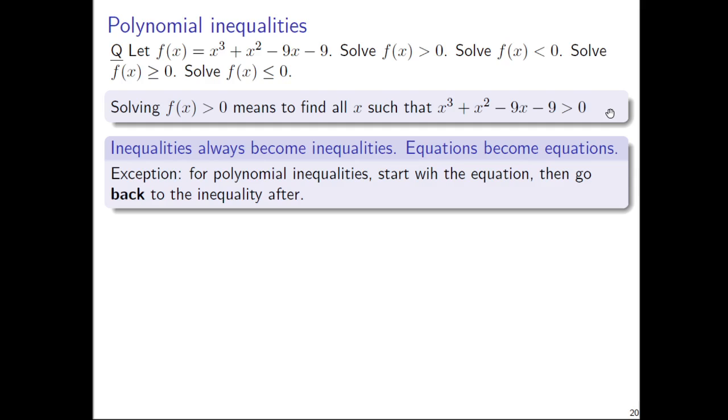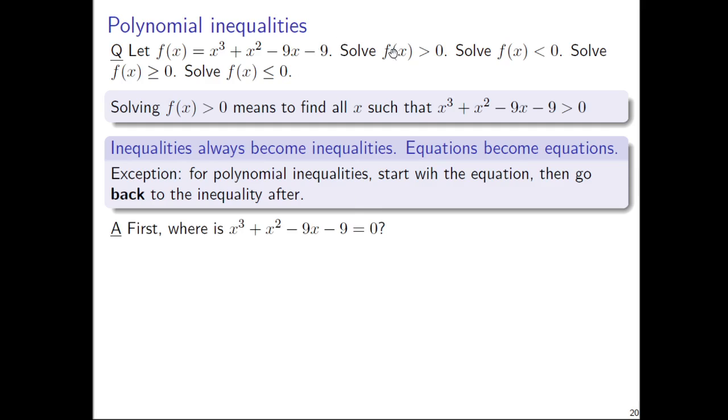Now, so far we've seen this general format. Inequalities always become inequalities, equations always become equations, but we're going to change this up. There's going to be a little exception. For polynomial inequalities, we're actually going to start with the equation and then go back to the inequality after. It's just because they're confusing enough and there's enough things going on that it's actually going to be helpful to look first at the equation.